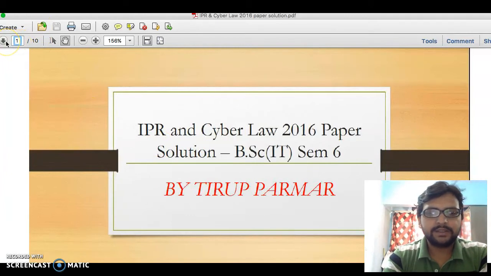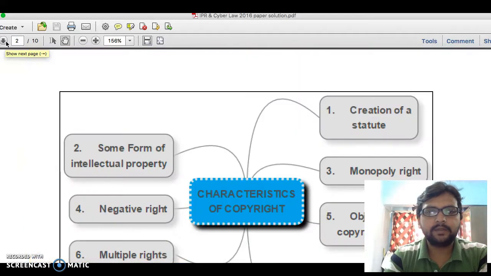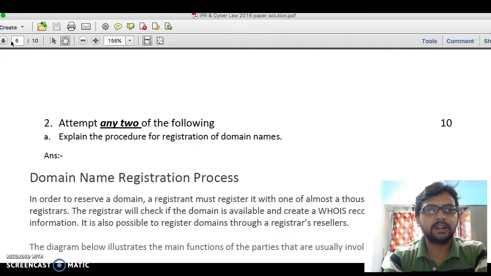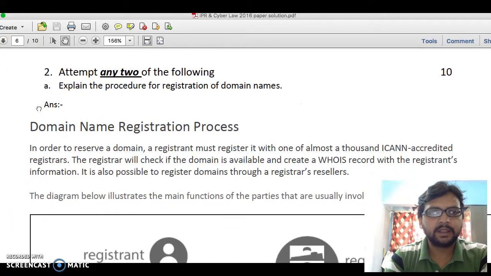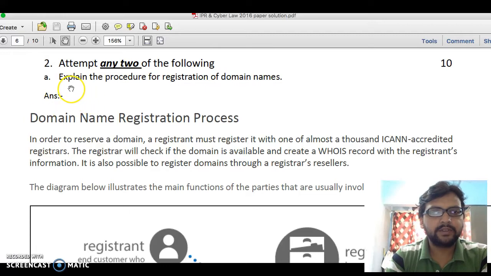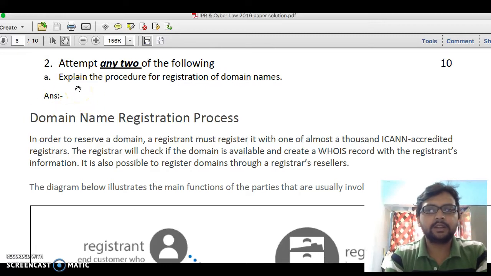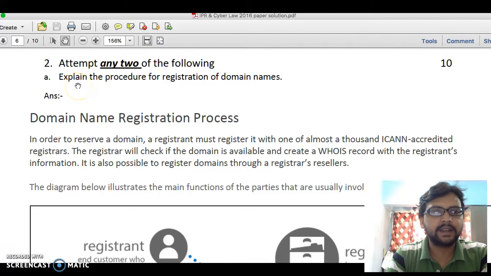Now, in the last 2 to 3 lectures, we already discussed question 1 and its 4 sub-questions. In this lecture, we are going to start our discussion with question number 2, and in that the first sub-question asks: explain the procedure for registration of a domain name.